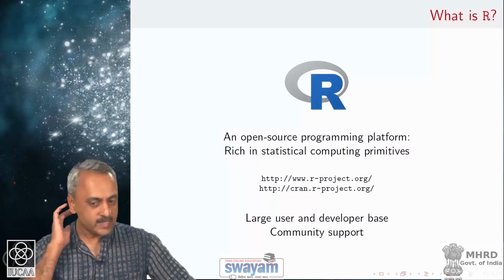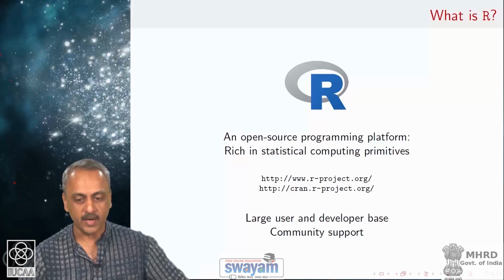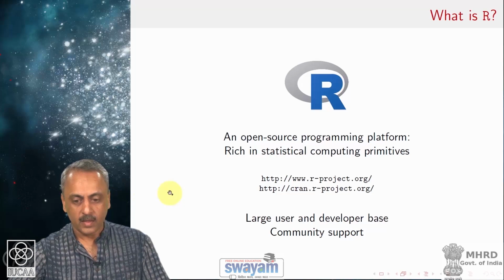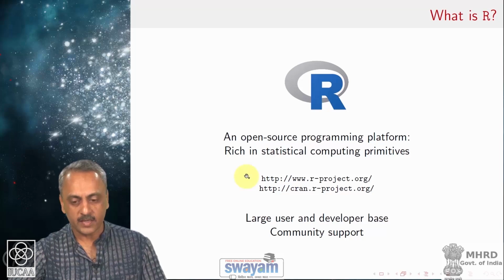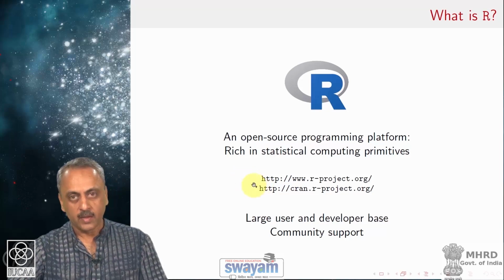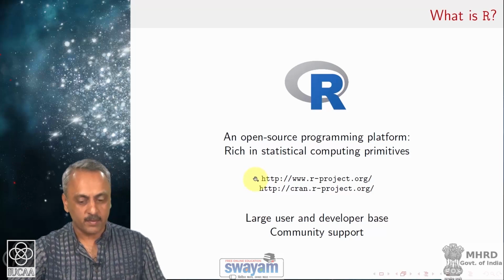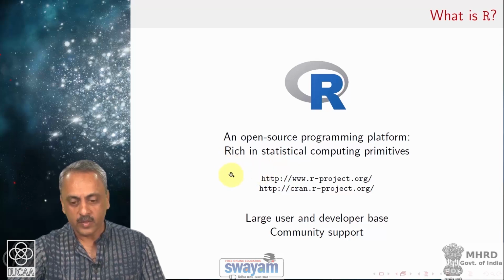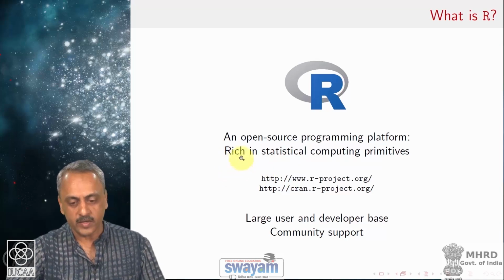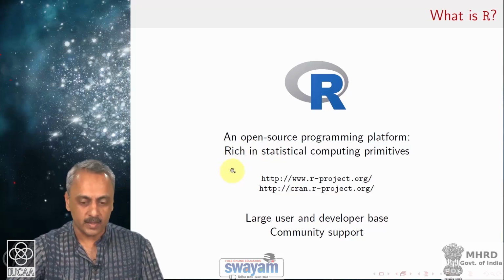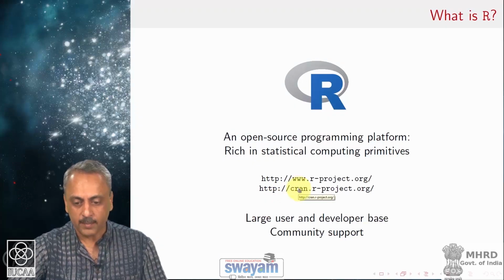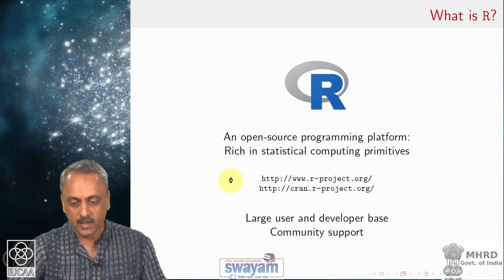What is R? It is an open source programming platform which is rich in statistical computing primitives. The websites are listed here. It is an open source thing which has been around for 20 plus years. So, it has a very large user base and developer base. People have been contributing packages and so on. So, whatever computation you need to do, very likely it will be available in the R packages list. R source, binaries and packages are available on the CRAN website.